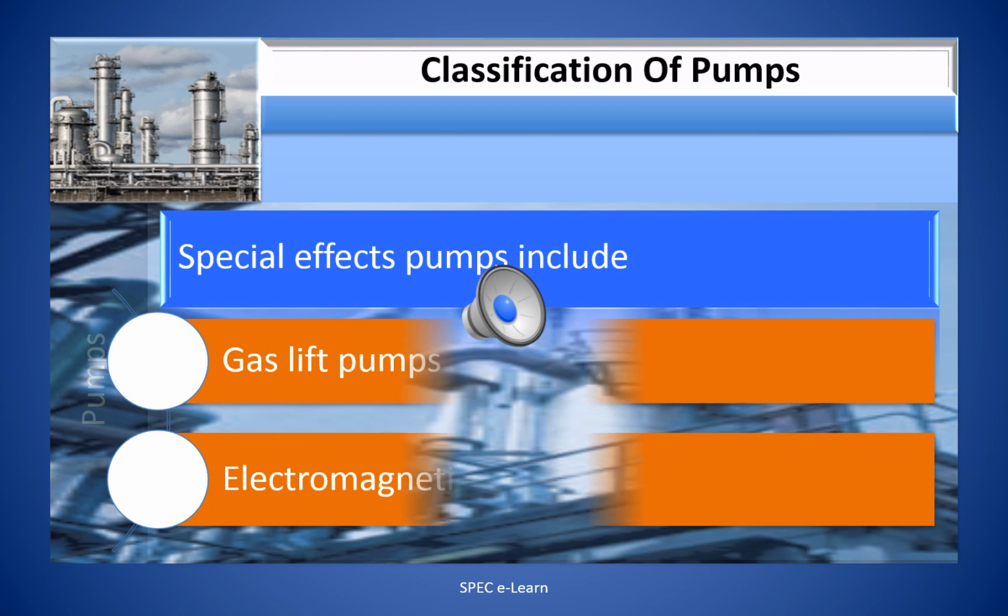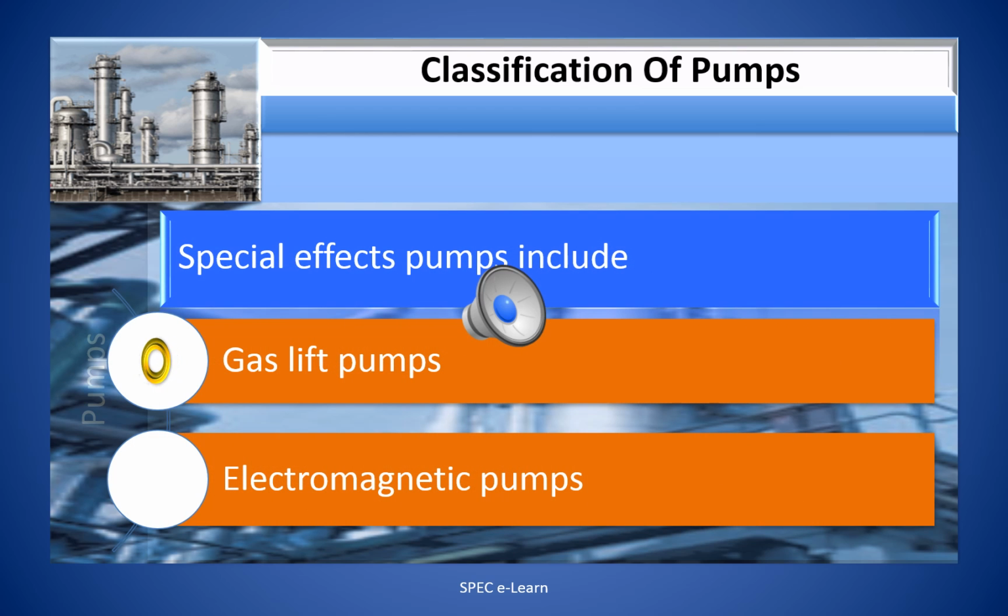Special effect pumps. Special effect pumps, which are part of the dynamic pump family, include gas sleeve pumps and electromagnetic pumps. Gas sleeve pumps, also known as airlift pumps, are used to lift liquids laden with solids. Pressurized gas is injected below the liquid level into a pipe which is immersed vertically into the liquid. You need a compressor for this pump. The gas lifts the liquid and forces it into the discharge pipe. Not very commonly used in the process industries.